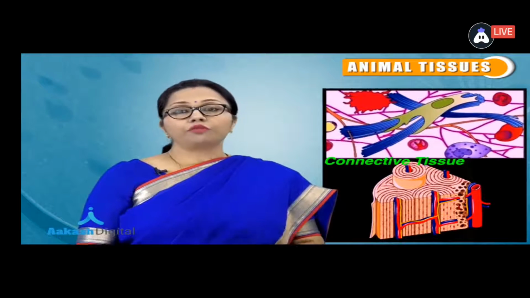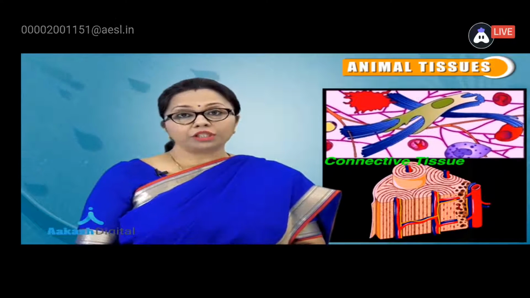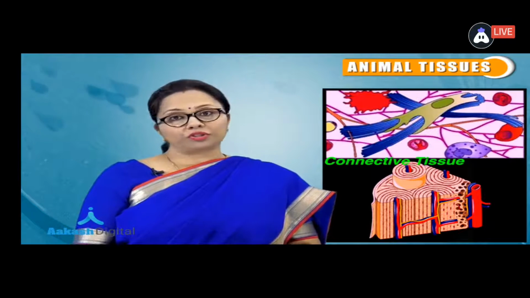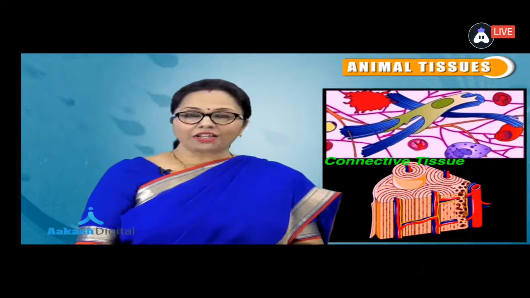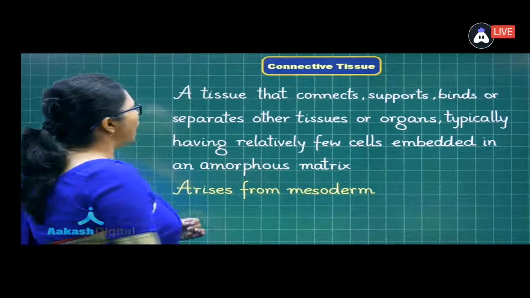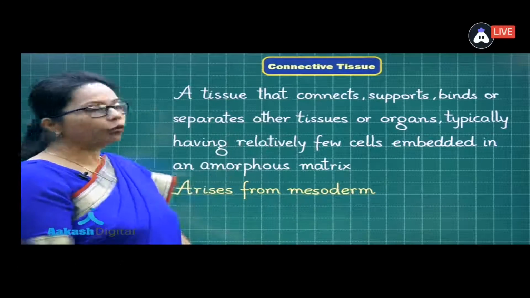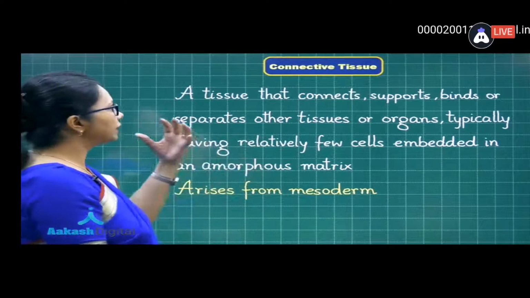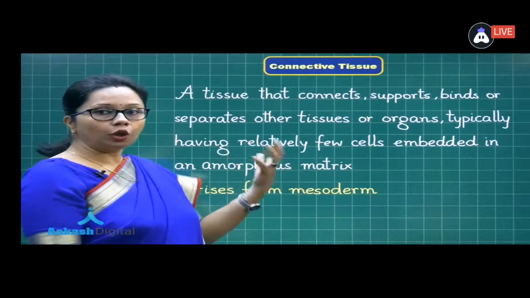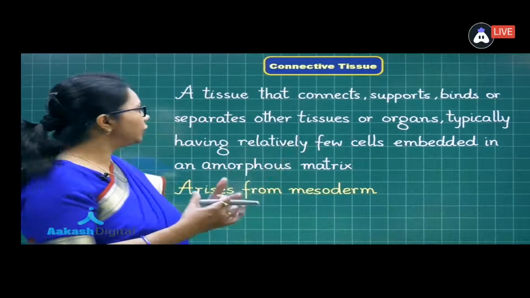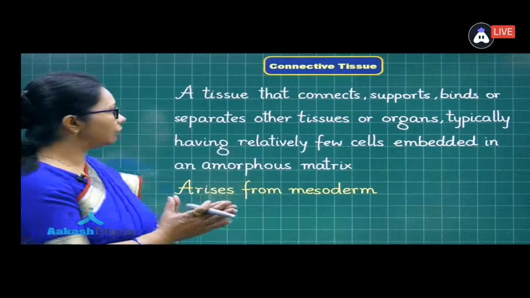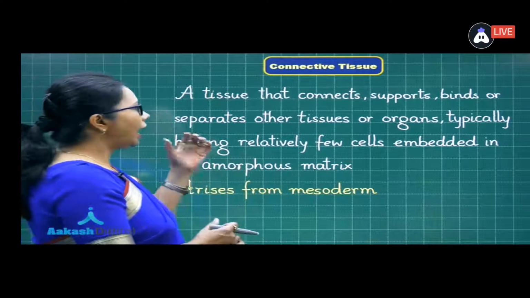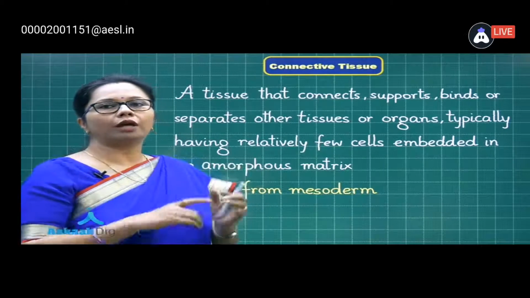And connective tissue you will find only in those animals where mesoderm is also present, because it is mesodermal in origin. So let's begin our class with connective tissue. If we define connective tissue, as the name suggests, it connects. Not only that, it supports, binds or separates other tissues or organs.